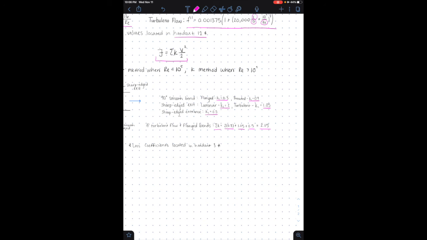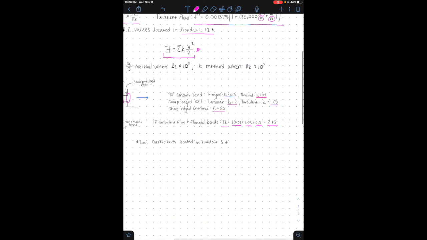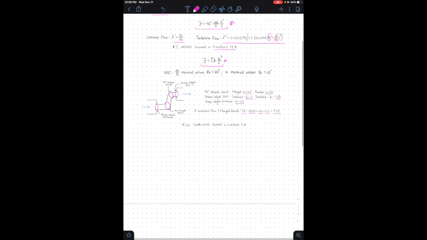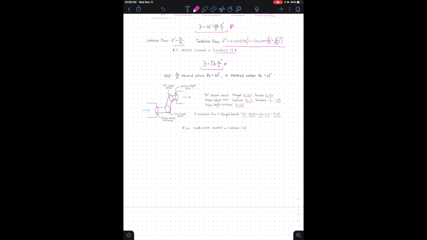And this loss coefficient could then be multiplied by the velocity squared and divided by 2, as shown here, and used to determine the friction factor. And all of these loss coefficients can be found in handout 3.